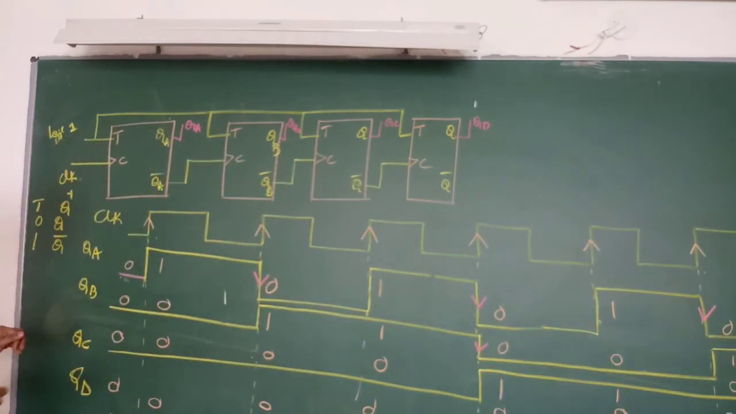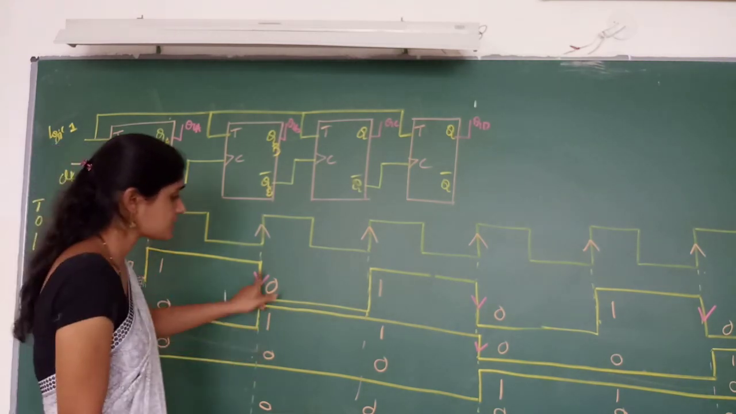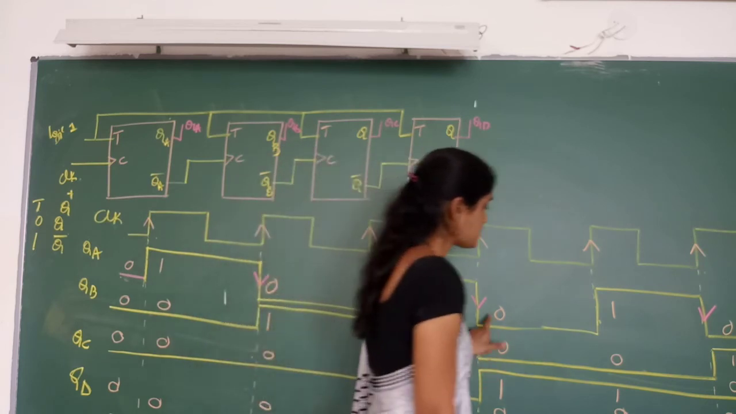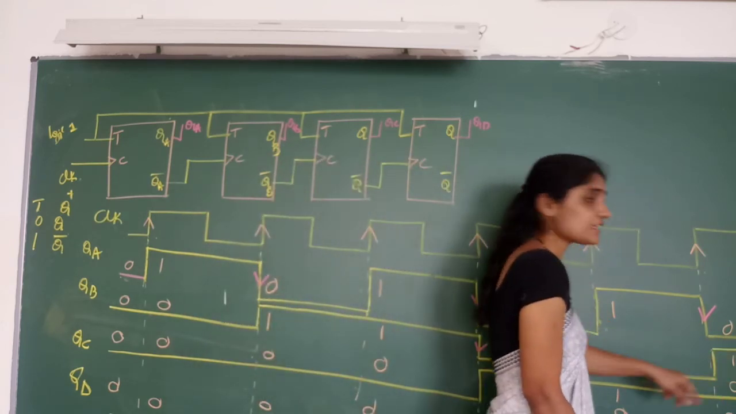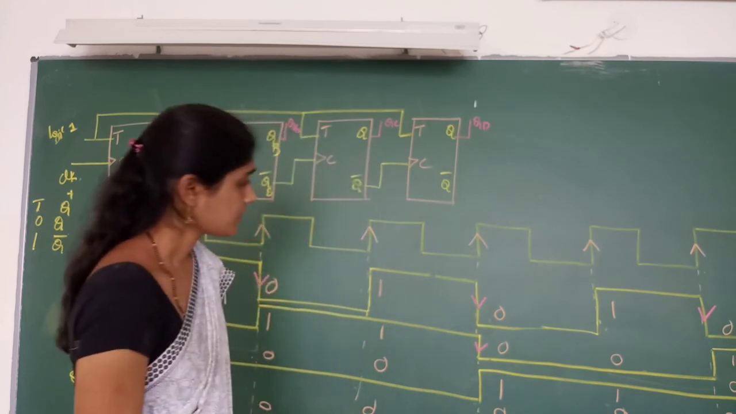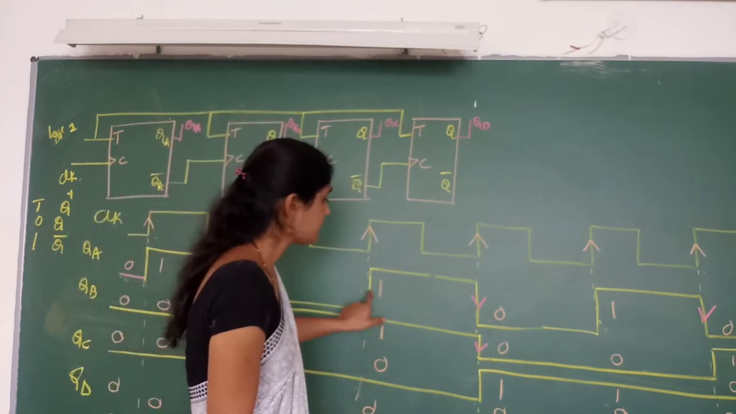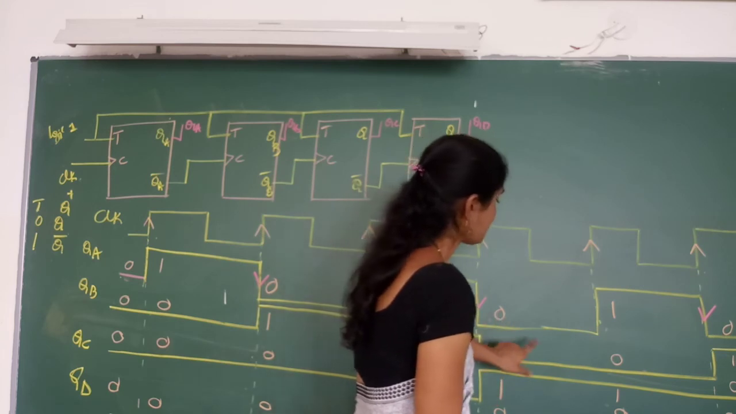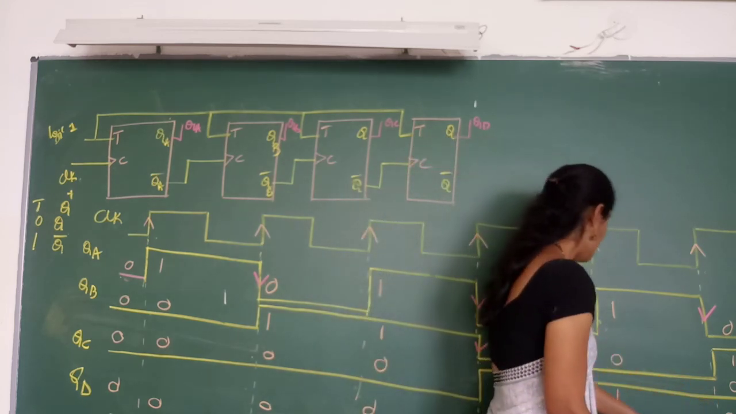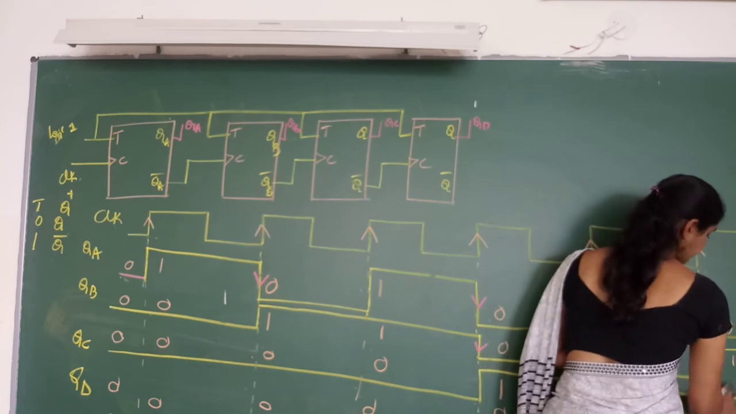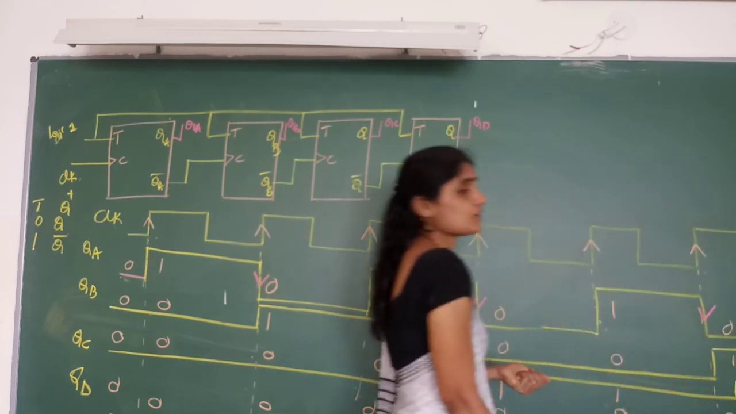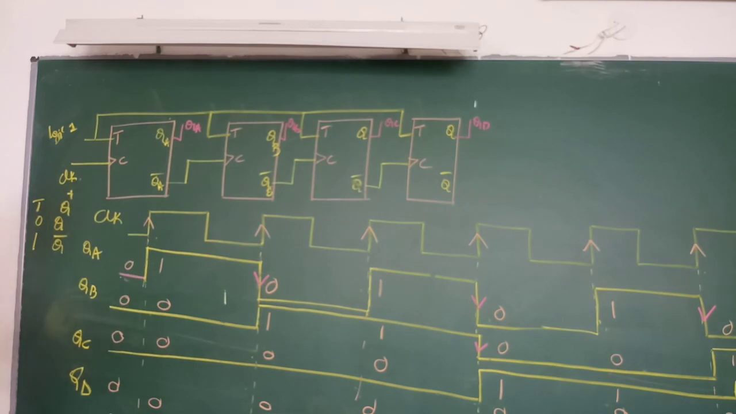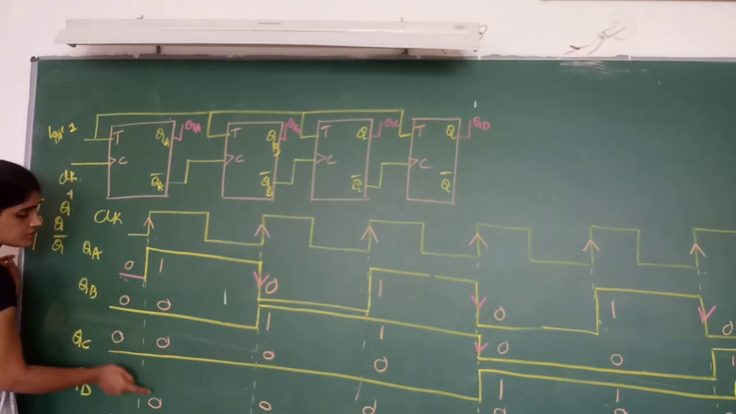Just observe what is the counting sequence we are getting. 0, 0, 0, 0, 0, 0, 0, 1, 0, 0, 1, 0, 0, 0, 1, 1, 0, 1, 0, 0, 0, 1, 0, 1, 0, 1, 1, like that it goes. Like that it continues. If you take more clock pulses, you will get the sequence till 1, 1, 1, 1. So what is QA, QB, QC, QD?